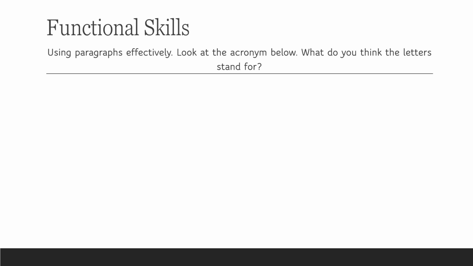Using paragraphs effectively. Look at the acronym below. What do you think the letters might stand for? So this is something that we use to help learners understand how to actually paragraph their work. This can be quite a difficult thing to go through. So the acronym that we use generally is called TIP-TOP. Now, when you break this down, we separate the words a little bit, and the first thing that we're going to think about is these first two letters, the T and the I.